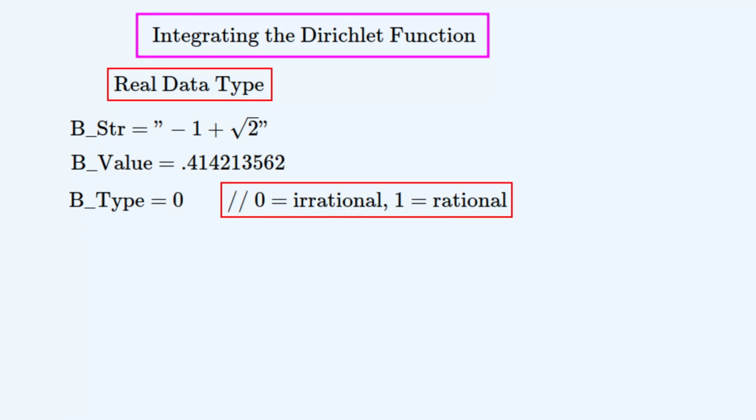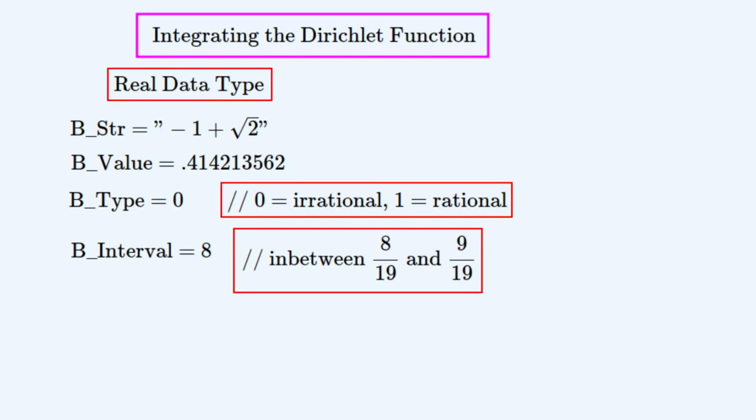I won't have to do any complicated coding to work out that it's irrational. I'll just put it in here, so that it's easily remembered later on in the program. And I'll store the partition that it's in here.